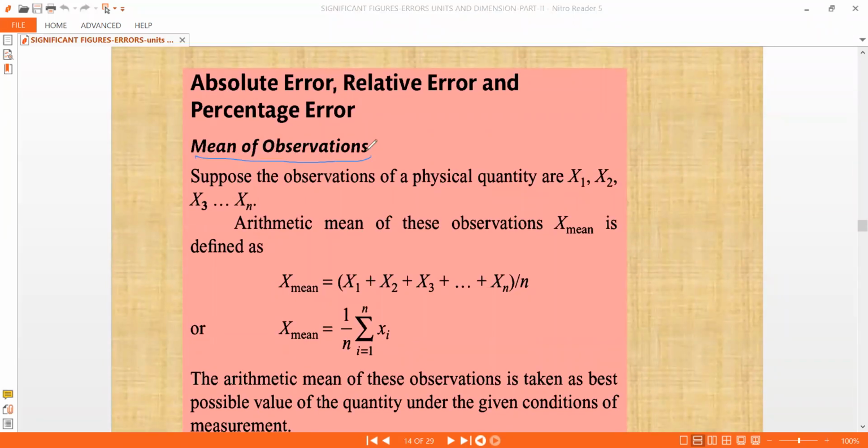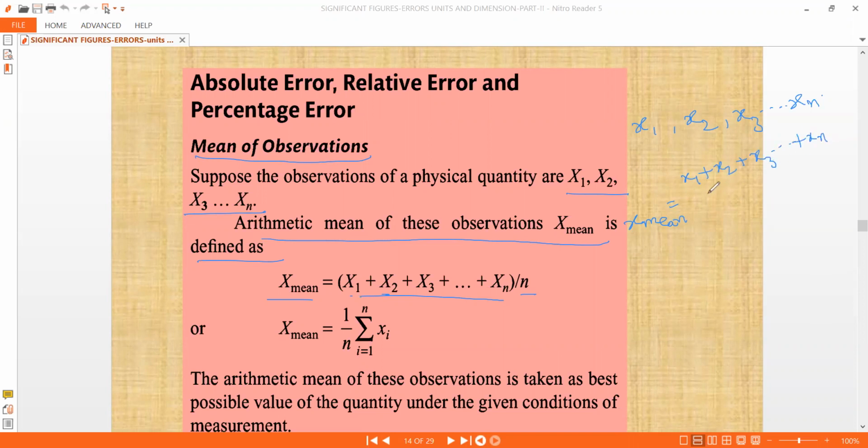Mean of observations. What is mean of observations? Suppose you have observations x1, x2, x3, so on up to xn. The arithmetic mean of these observations, x mean, is defined as x mean is equal to x1 plus x2 plus x3 so on up to xn divided by n. So this is a pretty simple task. When you have several observations x1, x2, x3 so on up to xn, x mean happens to be x1 plus x2 plus x3 so on up to xn whole divided by n.